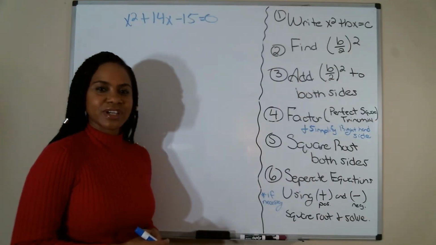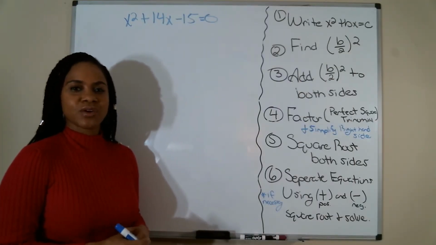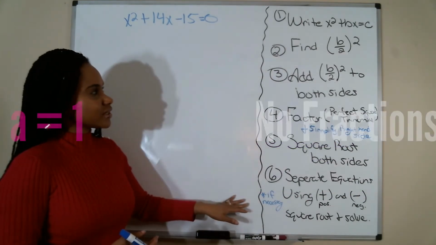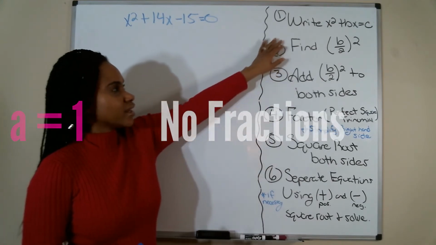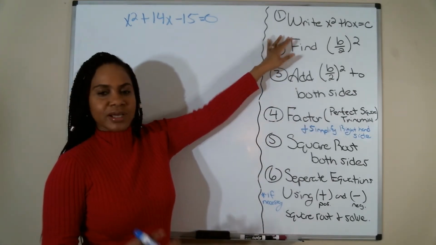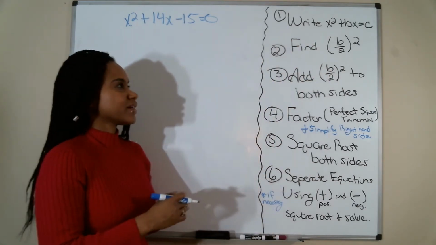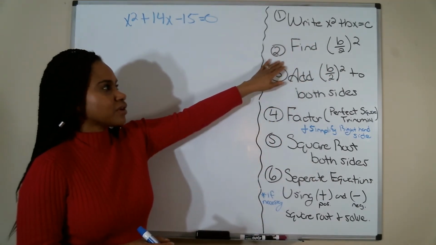Alright, so in this video we're going to learn how to solve quadratic equations by completing the square. So I have the steps here. First you want to write x squared plus bx equals c. So basically you want to move your c, or your constant, to the right hand side. Alright. Then you're going to find b over 2 squared.